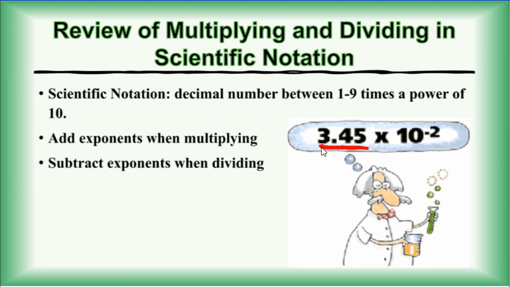And then it's multiplied by a power of 10, and the exponent can either be positive or negative. Since we're dealing with really small numbers, our exponent here is going to be negative. Adding exponents: when we multiply bases, we add exponents, and when you divide like bases, you subtract the exponents. So just keep that in mind as we solve these problems dealing with scientific notation.